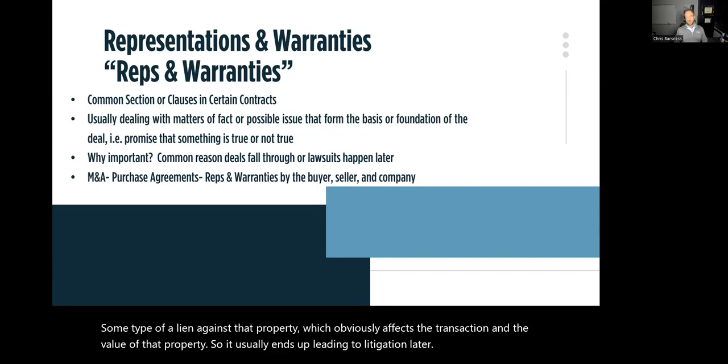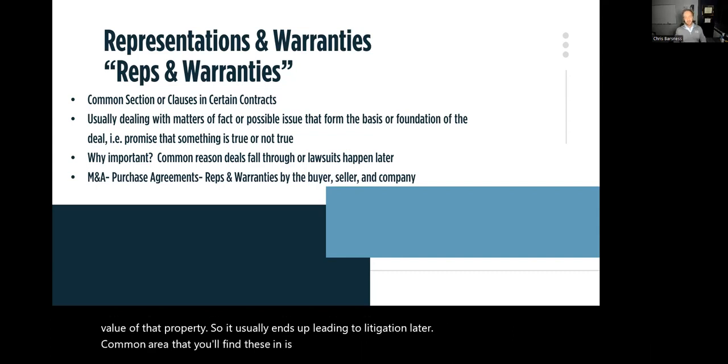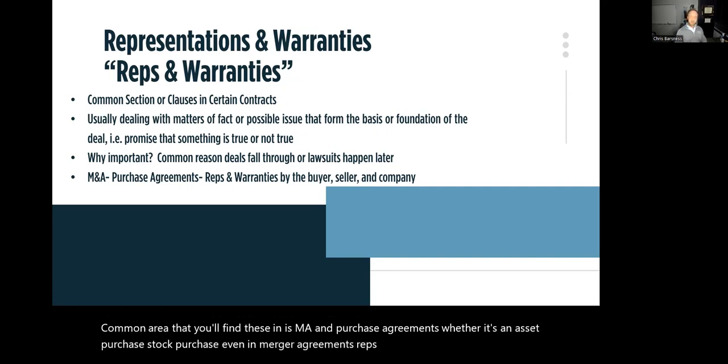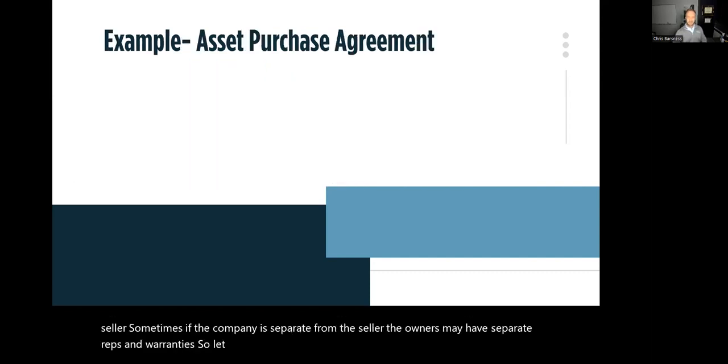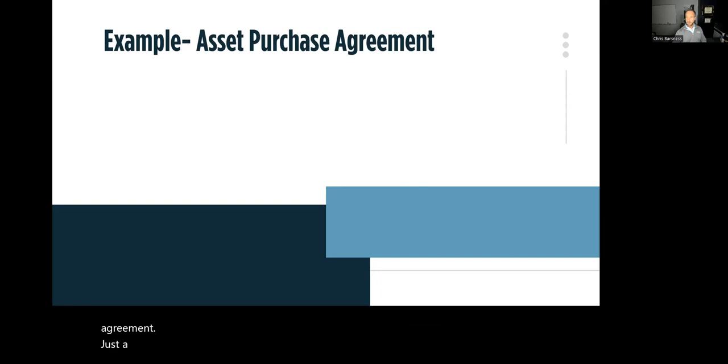A common area that you'll find these in is M&A and purchase agreements, whether it's an asset purchase, stock purchase, even in merger agreements. Reps and warranties from the buyer, the seller. Sometimes if the company is separate from the seller, the owners may have separate reps and warranties. So let me show you an example from an asset purchase agreement, just a blank form. Let me switch over so you can take a look at that.